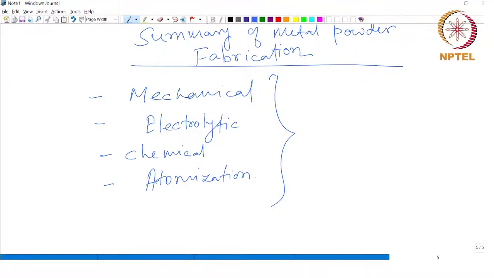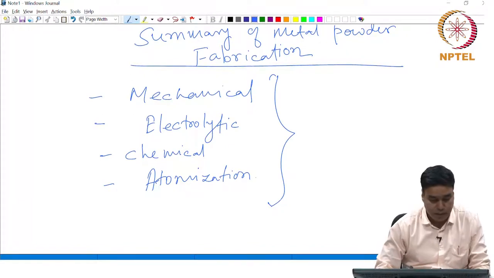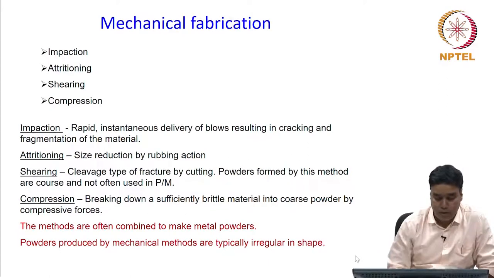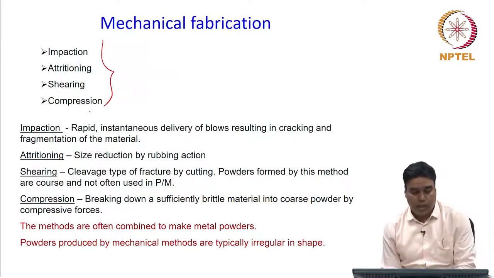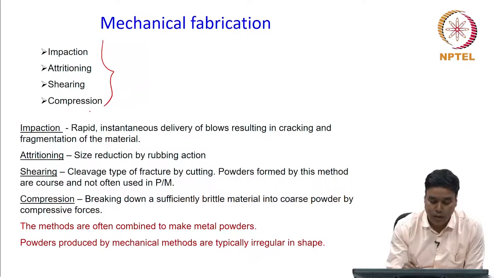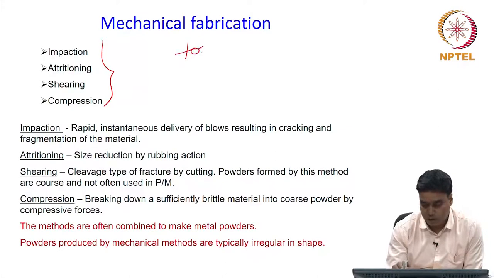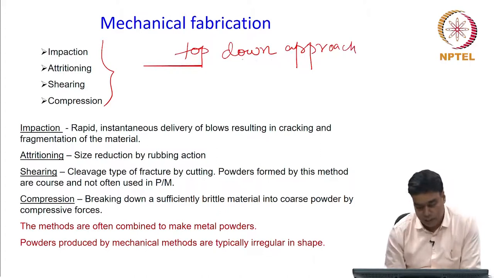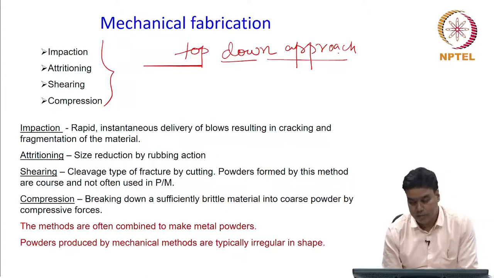and we have discussed all these processes in detail and learned about them in terms of their different attributes, process variables, and so on. Starting from mechanical fabrication, we have seen how this technique is carried out and what kind of mechanical forces are used for making metal powders. And we have also discussed that mechanical fabrication is a top-down approach. Wherein you start with the bulk material and break it down to smaller fragments to generate metal powders.